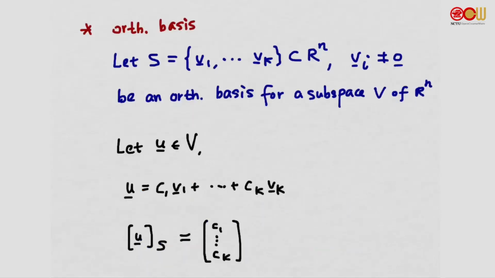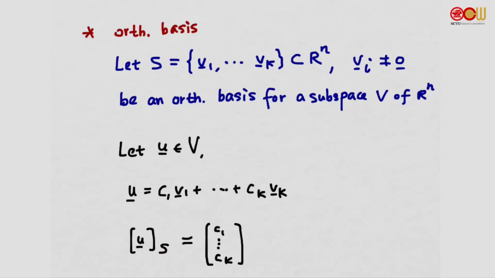Well, S is a basis, so any vector in V can be written as a linear combination of the basis vectors. And the linear combination coefficients C1 to Ck, if we put them in a vector, this would be the coordinate vector of the u vector with respect to the basis S.